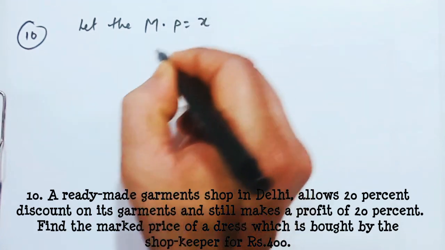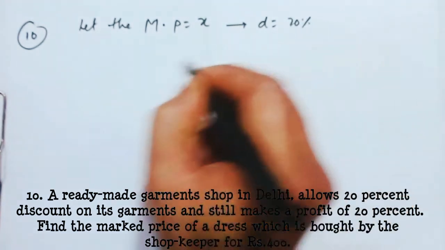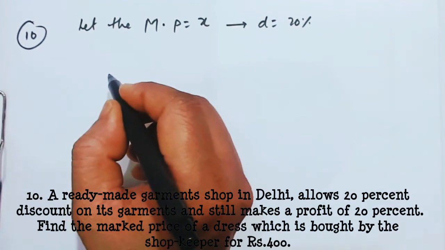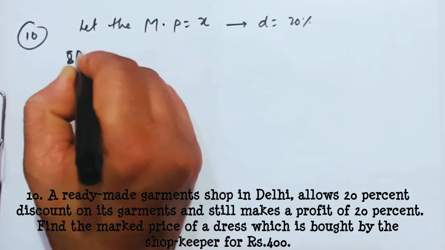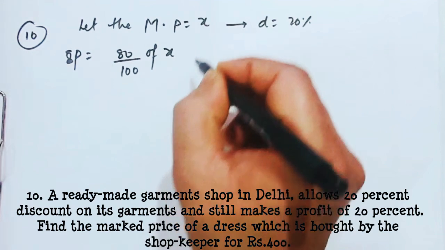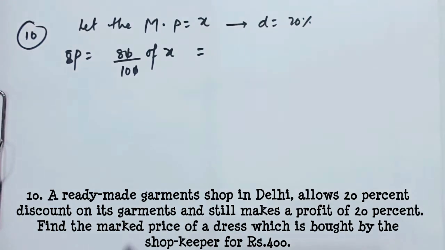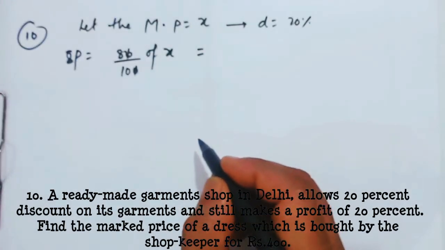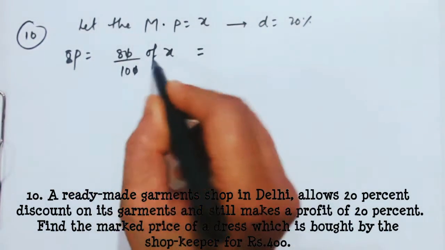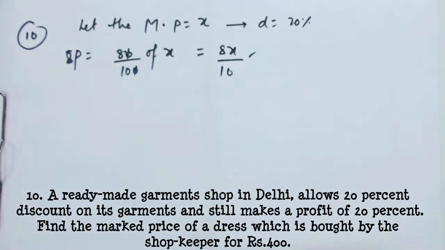Do you know the mark price? You do not know the mark price. How much discount is given? 20% discount. And it still makes a profit of 20%, that I will see later. So first, let us find the selling price. The selling price will be 80% of X. 80% of X is equal to 8X by 10. Very good. So this is my selling price.